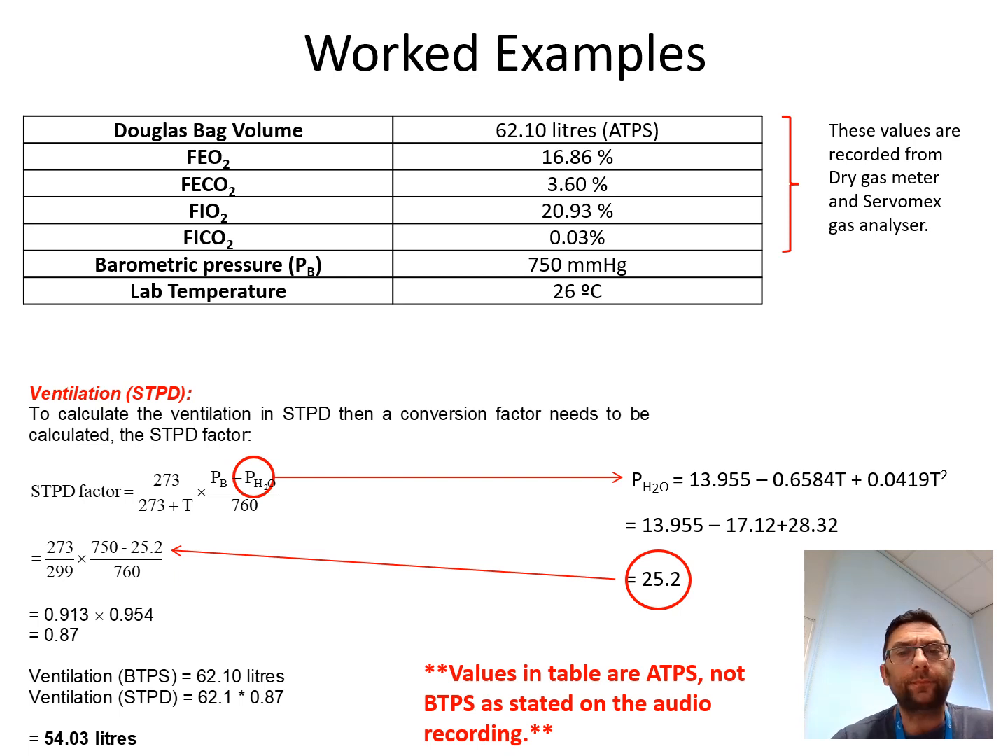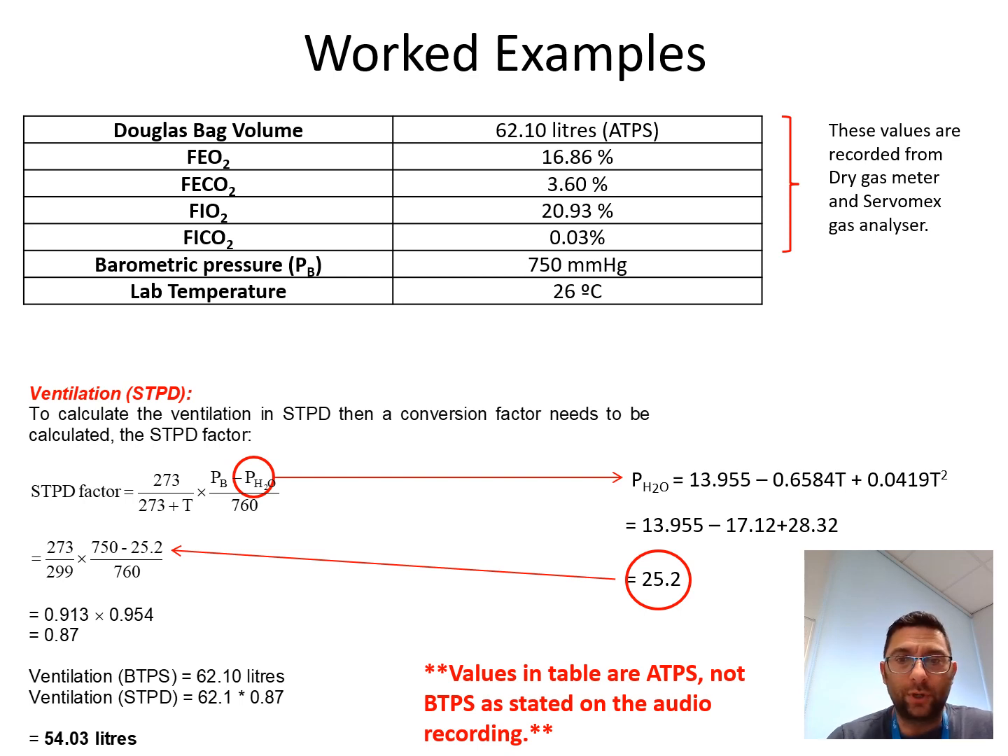Before we do any of this, we need to work out this pressure of H2O. Pretty straightforward: 13.955 minus 0.6584 times temperature plus 0.0419 times temperature squared. Again, these values are constants. You don't need to worry about those. It's just the temperature values that you need to change.